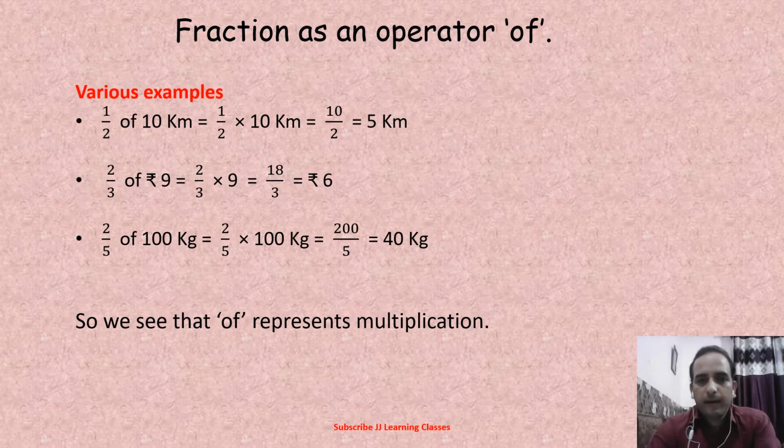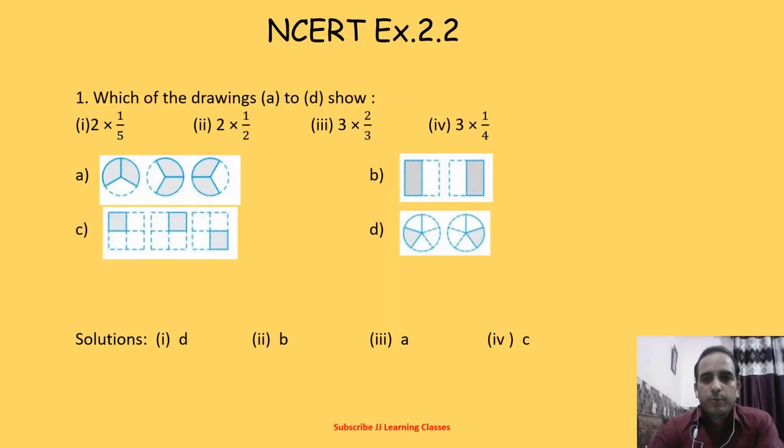What does it mean? Now next we have NCERT exercise 2.2. The very first question is saying, which of the following drawings A to D show 2 times 1 by 5, 2 times 1 by 2, 3 times 2 by 3, and 3 times 1 by 4. So 2 times 1 by 5 means one part is shaded out of 5 equal parts. So we see that it is the D part where 1 is shaded.